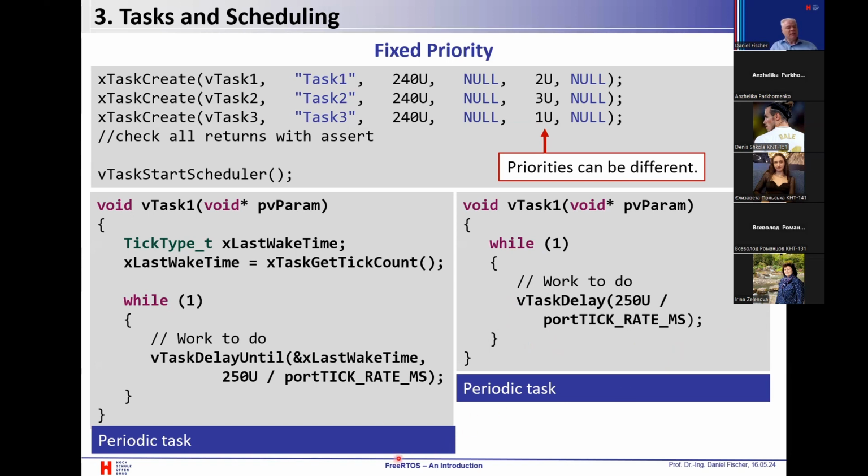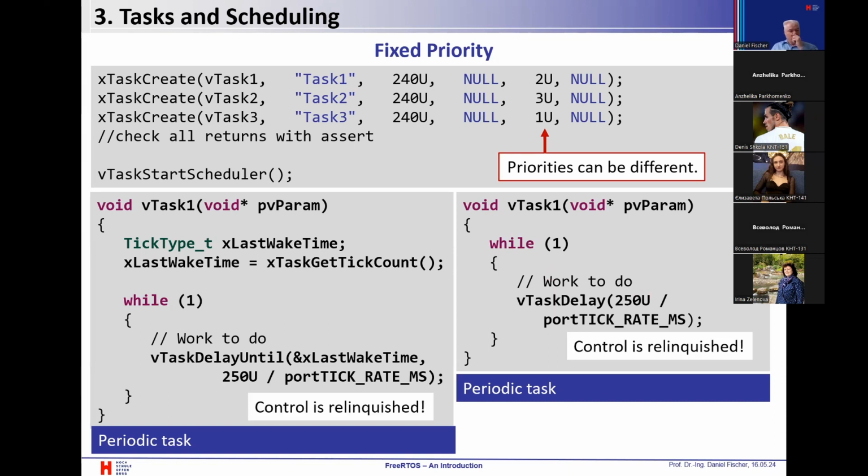But both are possibilities to implement a periodic task. Very important now compared with the continuous task is that the body of this loop is executed only once. That means here work is done once and then the task becomes blocked for a specific time in milliseconds. And then later, if the task becomes ready again and then running, this work is executed once.